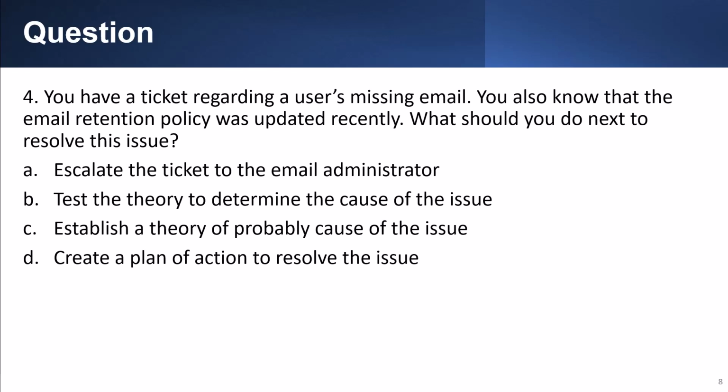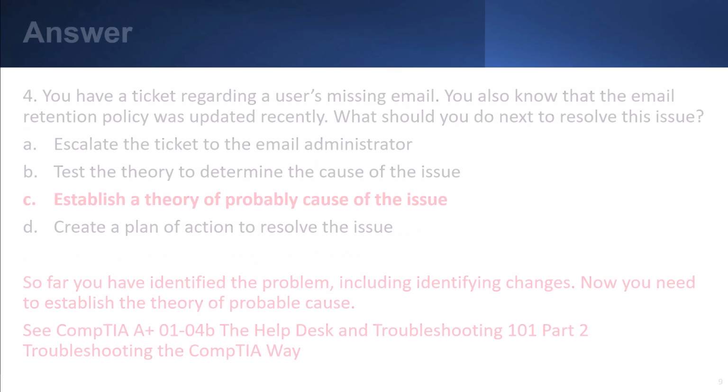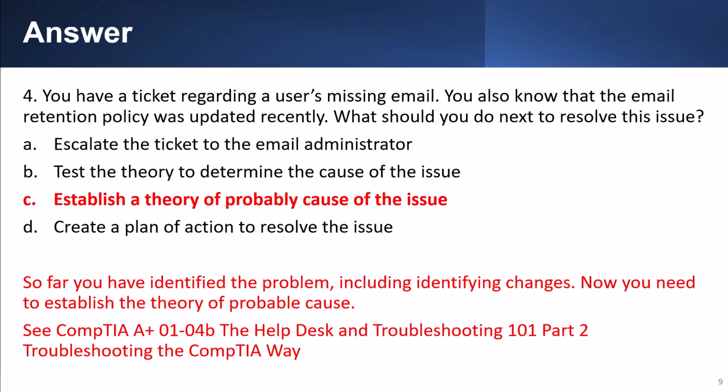Question 4. You have a ticket regarding a user's missing email. You also know that the email retention policy was updated recently. What should you do next to resolve the issue? Answer: establish a theory of probable cause of the issue. So far, you've identified the problem, including identifying changes. Now you need to establish the theory of probable cause.